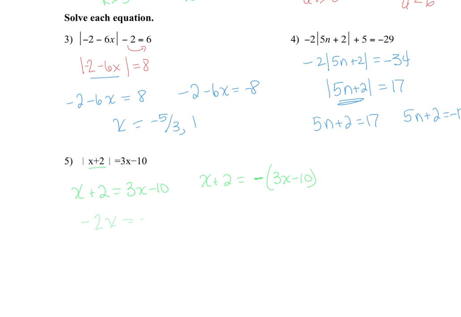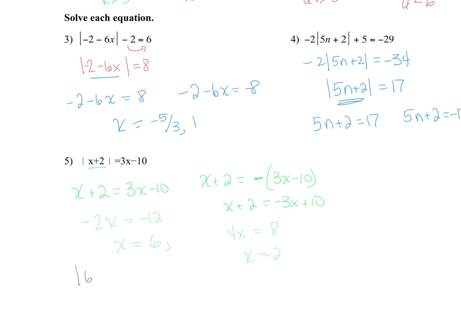So when I move this over, I'm going to get x equals 6. When I distribute here and then move these over, I'm going to get x equals 2, and I need to plug those back in. So 6 and 2 are what I'm seeing.